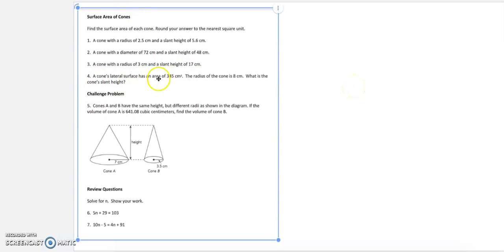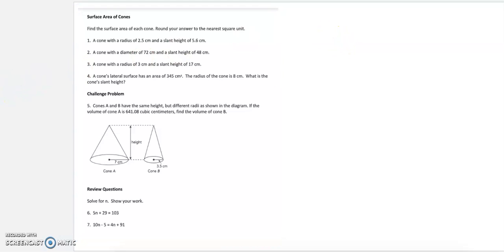Number 4, a lateral surface. So remember the formula we've been using here is pi r squared plus pi rl. And like we went over in the video, this part of it is for the circular base, and this part's for the curved surface, the part of the cone that you'd hold if it were ice cream. So for this question, the cone's lateral surface is 345 with a radius of 8. So what's the cone's slant height?